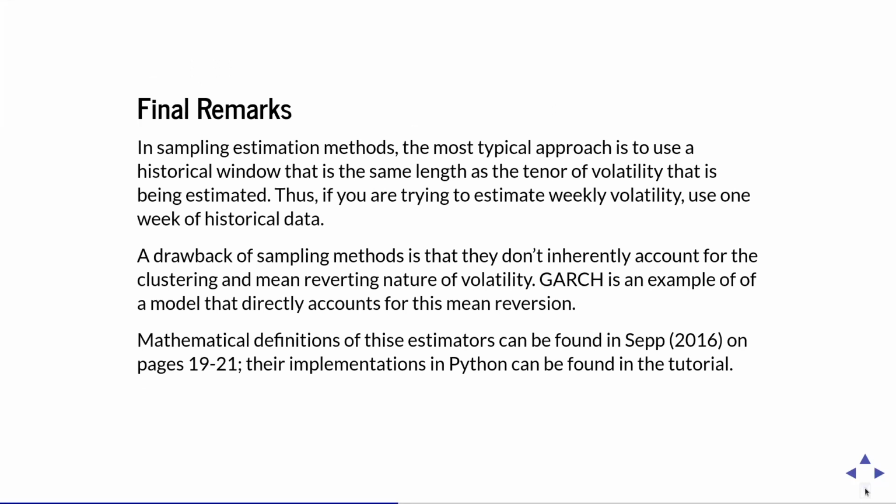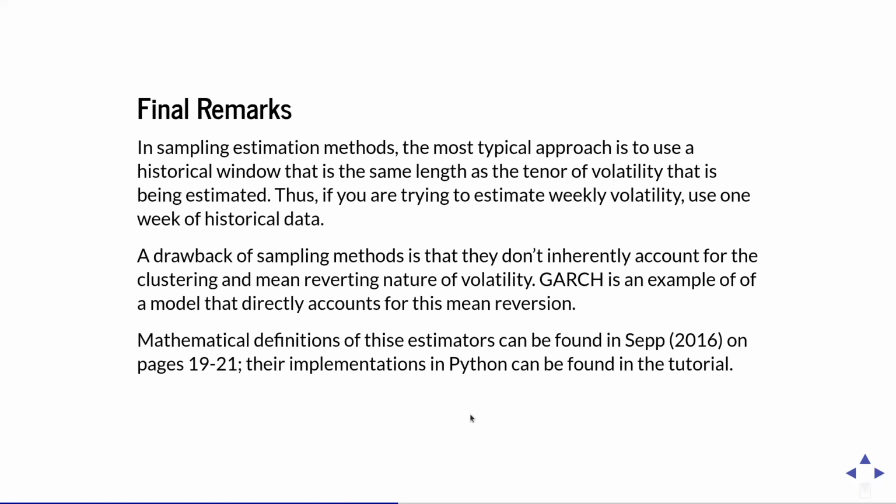Some final remarks. It's typical when you're doing a sampling method to use a historical window that's the same tenor as the volatility that you're trying to estimate. So if you're trying to estimate weekly volatility, you use 1 week of historical data. If you're trying to estimate monthly volatility, you'll use 1 month of historical data. Sampling methods inherently don't account for clustering and the mean reverting nature of volatility. So GARCH is an example of a model that directly accounts for some of these.